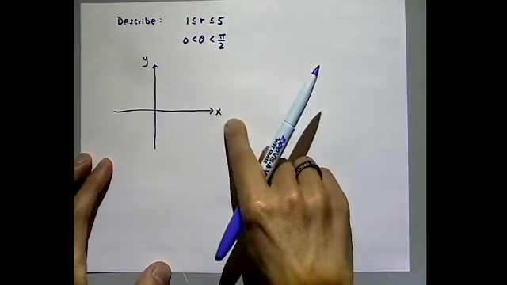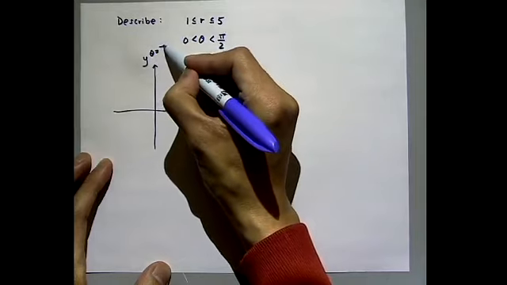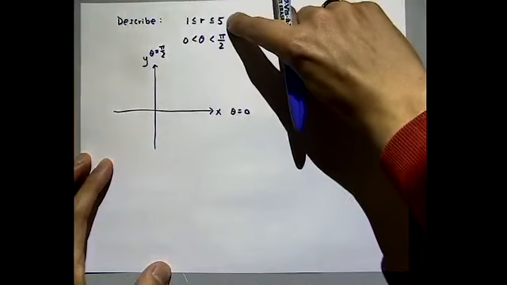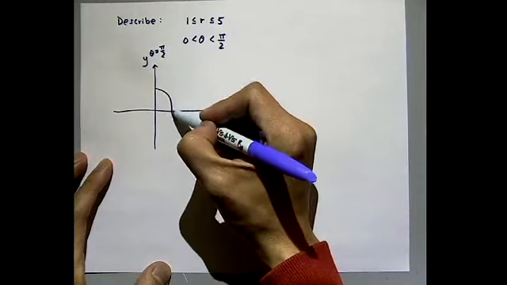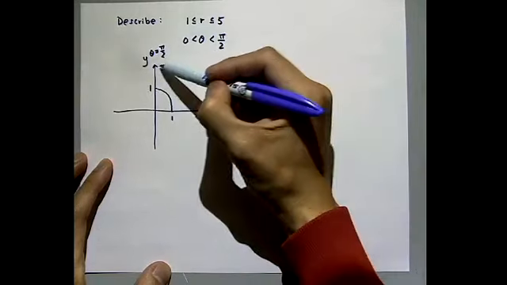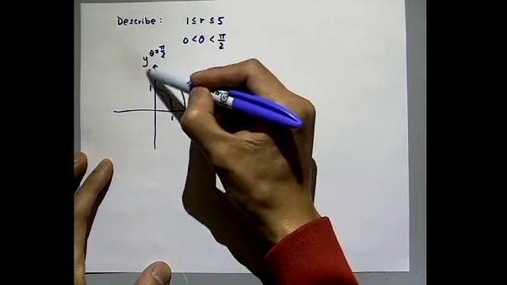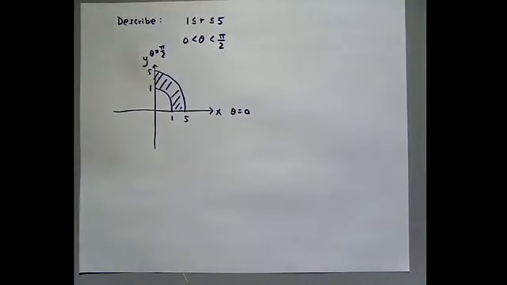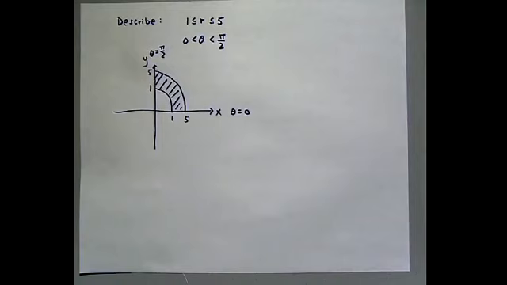Okay, so theta equal to 0 is right here. And this is theta is equal to pi over 2. We want everything in between, everything in the first quadrant here, and starting from r is equal to 1, which is right here, and r is equal to 5. So it's not drawn to scale, but get the idea. So like that, right? It's a portion of a ring, basically. Does that make sense?